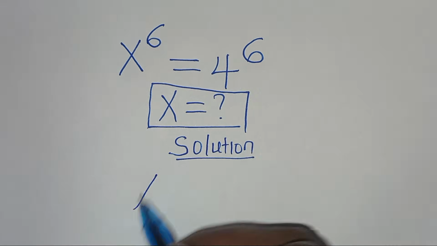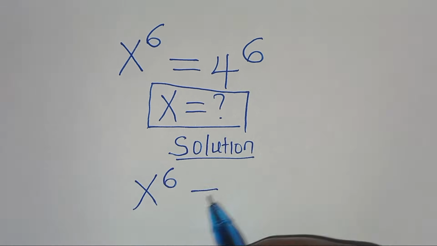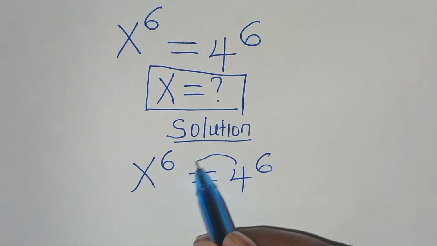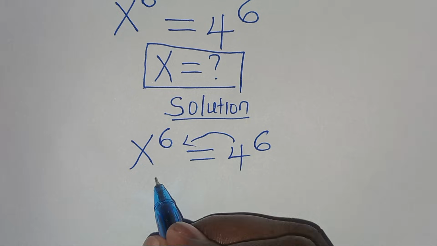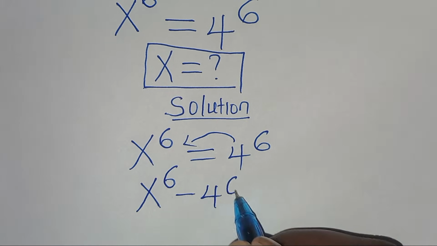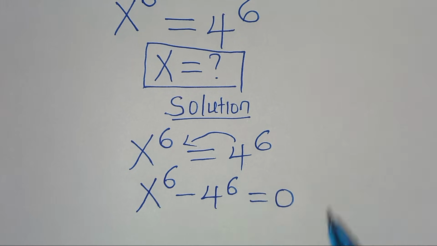Now we have x to the power of 6 equal to 4 to the power of 6. So let's take 4 to the power of 6 to the left hand side, so that now we have x to the power of 6 minus 4 to the power of 6 equal to 0.